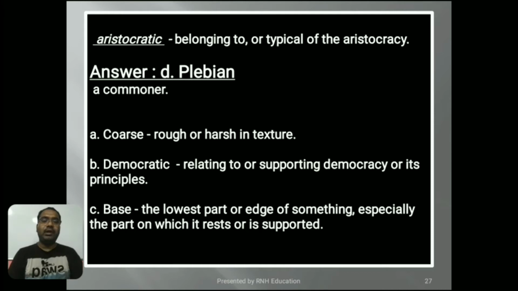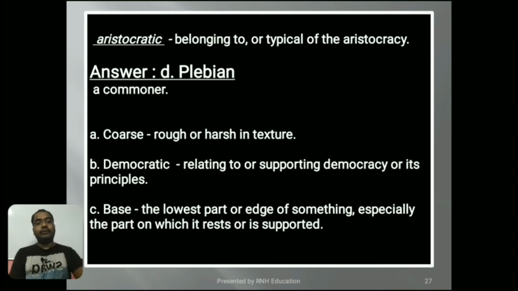Okay, that is called plebeian. And the other three options were A, quartz, which means rough or harsh in texture, and B, democratic. Democratic means relating to or supporting democracy or its principles. And C was base, which means the lowest part or edge of something, or especially the part on which it rests or is supported. Okay, so here the right opposite word should be plebeian, that means a common man.